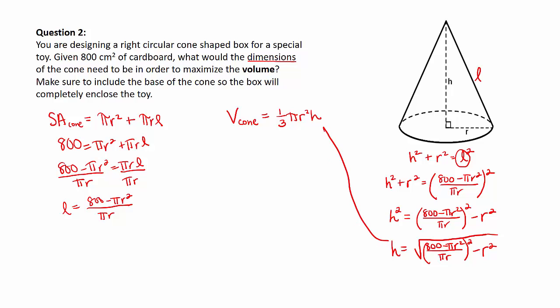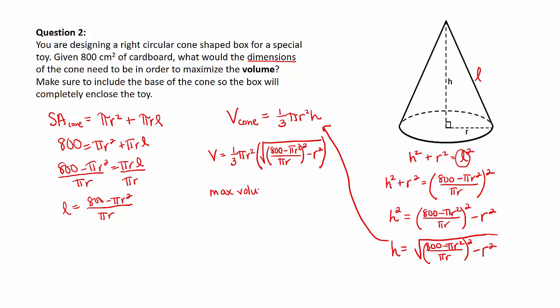And now, you know what, I'm just going to erase this line so I can draw another line. And now I'm going to go into h. So the volume is 1/3 pi r squared times the square root of ((800 minus pi r squared) over pi r) quantity squared minus r squared. Craziness. I don't need those parentheses, but I think I'm more comfortable leaving them there. That's my volume. That's the thing that I need to find the maximum of, right?